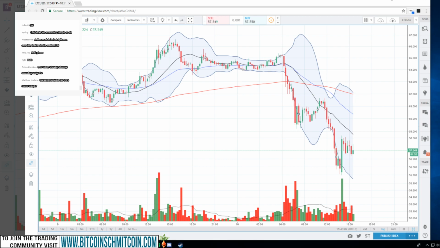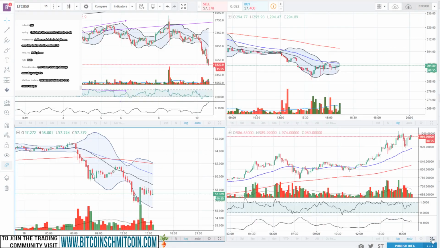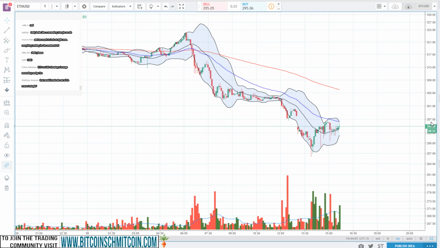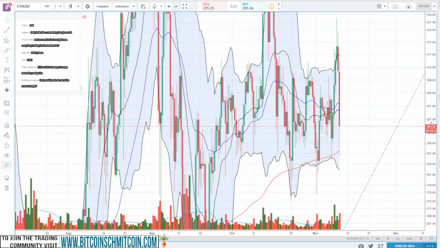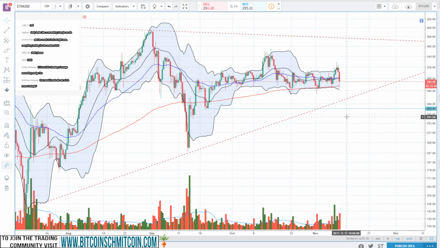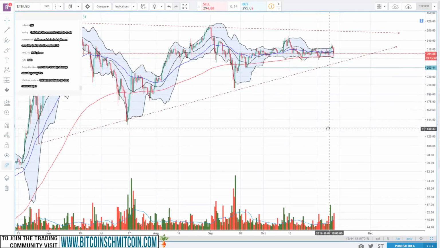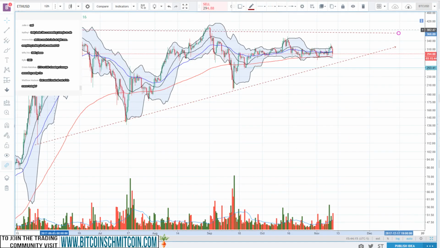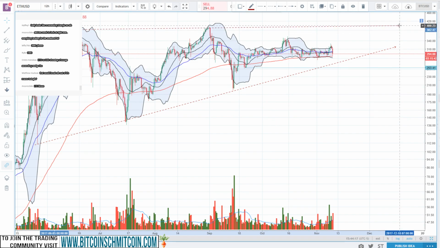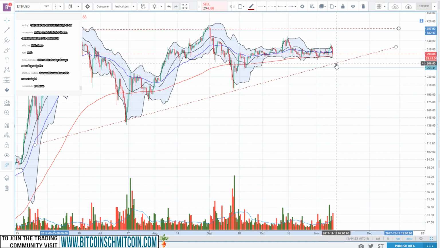Would that break Ether out of its macro triangle? I don't think so. Let me see. Where do I have the macro triangle? No, it wouldn't break it out of its macro. This is how I have the macro triangle drawn. You can draw this two different ways, like an ascending triangle or a symmetrical triangle. Either way, same price target. I have the symmetrical triangle. I have the triangle at 268.